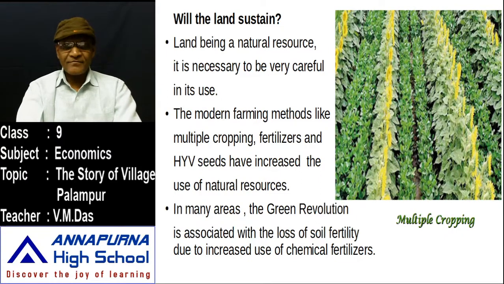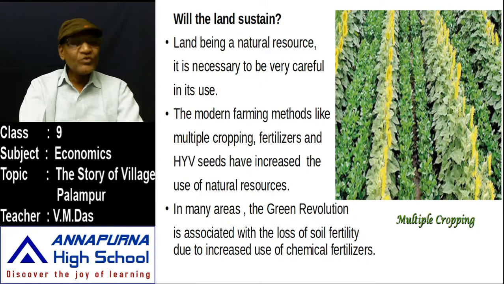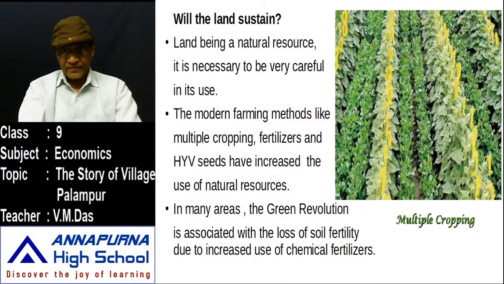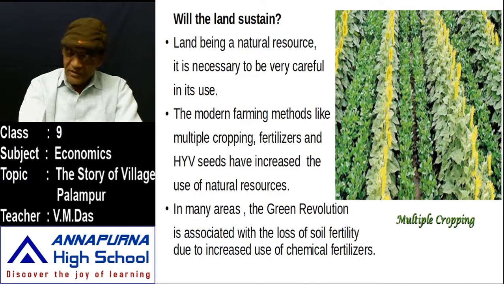The land is the same, but we grow so many crops in the same land. This kind of cropping system, which is termed a multi-cropping system, is a modern method. So the modern farming methods like multi-cropping, fertilizers, and HYV seeds have increased the use of natural resources in the village. They followed all the modern methods of cropping systems.